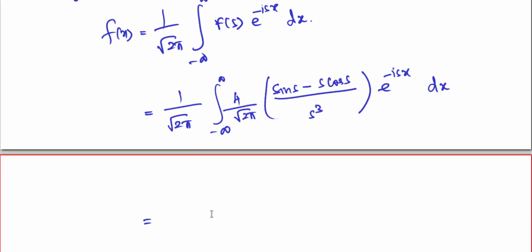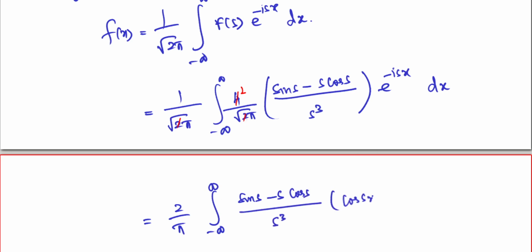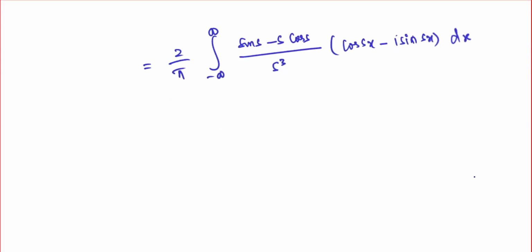Therefore, this is going to be equal to, probably I can pull all the constants outside. Here 4 is a constant, so I can pull it outside. Square root of 2 into square root of 2 will give you 2, so these two together will cancel with this by 2. And then this will be square root of pi, and square root of pi into square root of pi is simply pi. So therefore, this is going to be 2 by pi into the integral from minus infinity to infinity of sin s minus s cos s divided by s cube times, now I can write this as cos sx minus i sin sx, into dx. Okay, now it became a familiar term to work with.